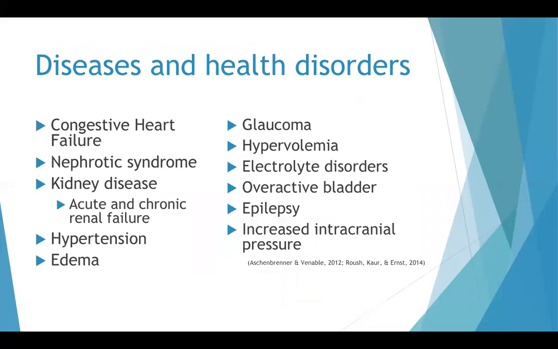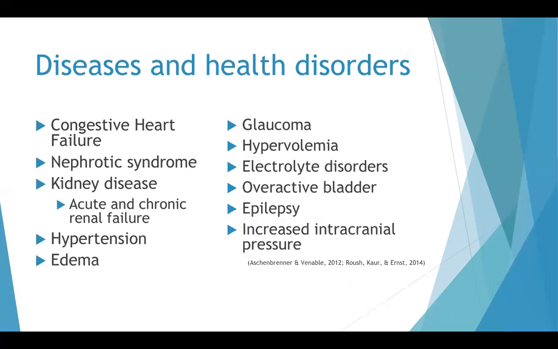So some diseases and health disorders: congestive heart failure, CHF, nephrotic syndrome, kidney diseases, both acute and chronic, hypertension, edema, glaucoma, hypervolemia, which means too much fluid in the body, electrolyte disorders, overactive bladder, epilepsy, increased intracranial pressure. All of these things are helped by these kind of drugs that we're talking about in this chapter. So these are just some examples of diseases that can have an effect on urine output or vice versa.